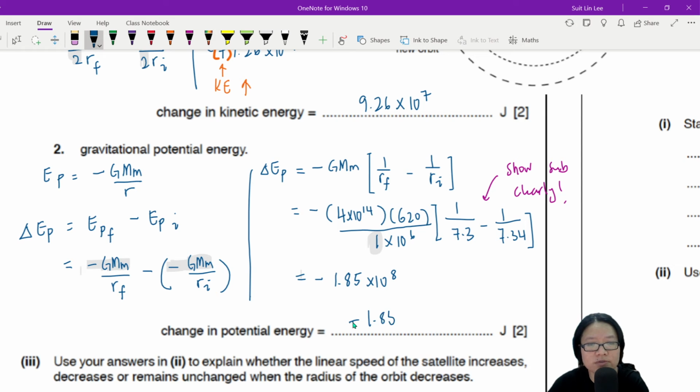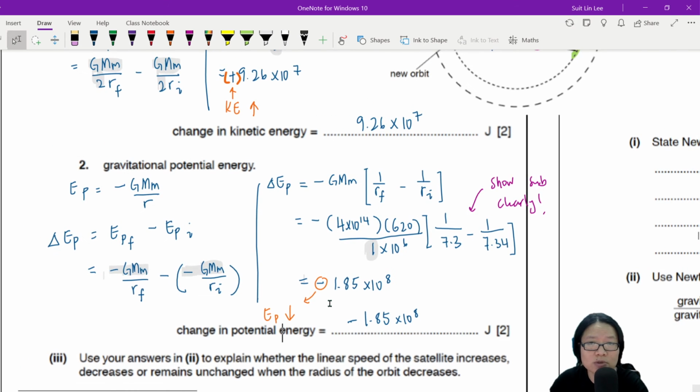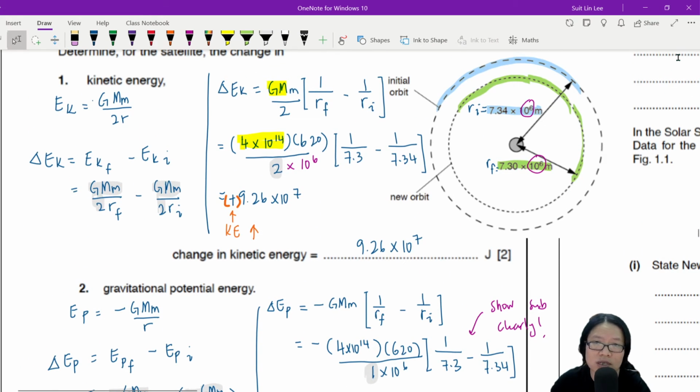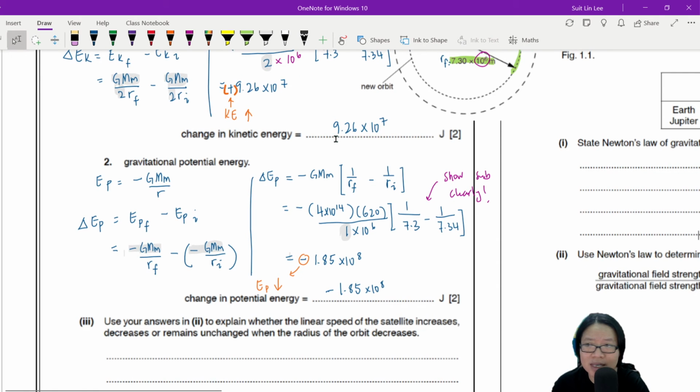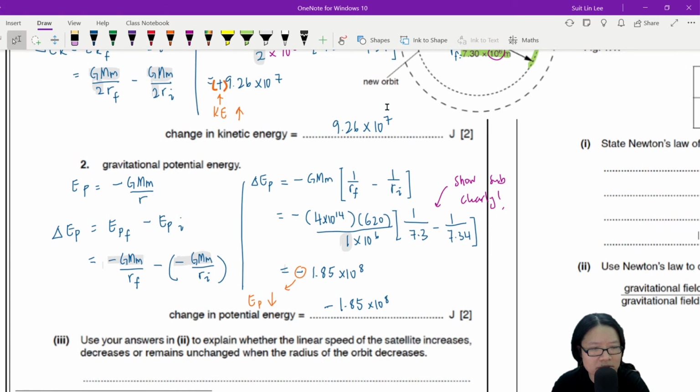What do you think the negative sign stands for? I know. Positive increase, negative decrease, right? Smart. So smart. You're getting smarter every day. Good job. So this negative here shows that the potential energy decreases. Okay, makes sense. Potential decreases because it is also moving, let me zoom out a bit. See, it is traveling closer towards the Earth. It's going from here, down to here. Okay, traveling to lower orbit. So, KE increases by 9.26 times 10 to the power of 7. PE decreases by this much.